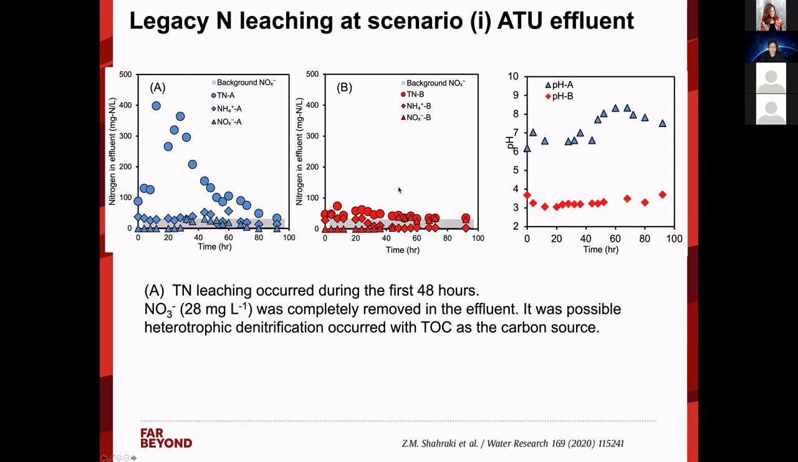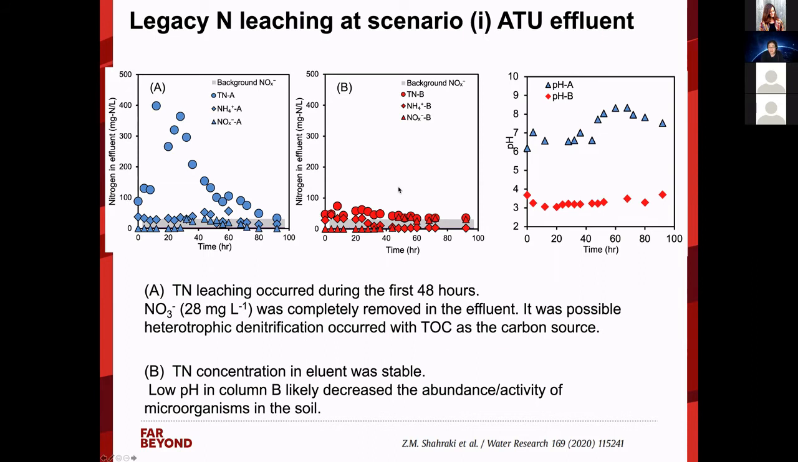So when we look at the column B, we found the TN concentration in the effluent was stable throughout the experiment. And after the 48 hours, both ammonium and nitrate reached the influent level, indicating no further nitrogen leaching occurred in this column. So also in the pH, we found low pH in column B, and this constantly low pH likely decreased abundance and activity of microorganisms in the soil, so there was no denitrification occurs in column B.